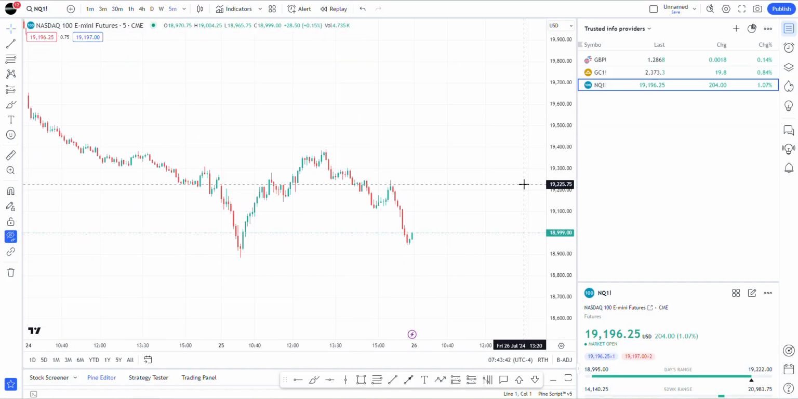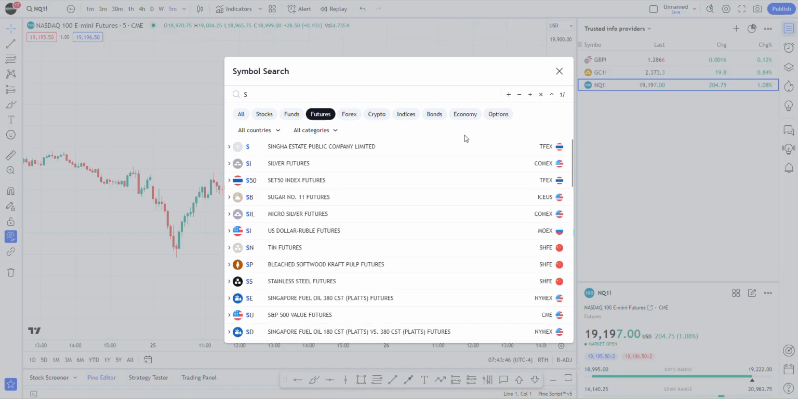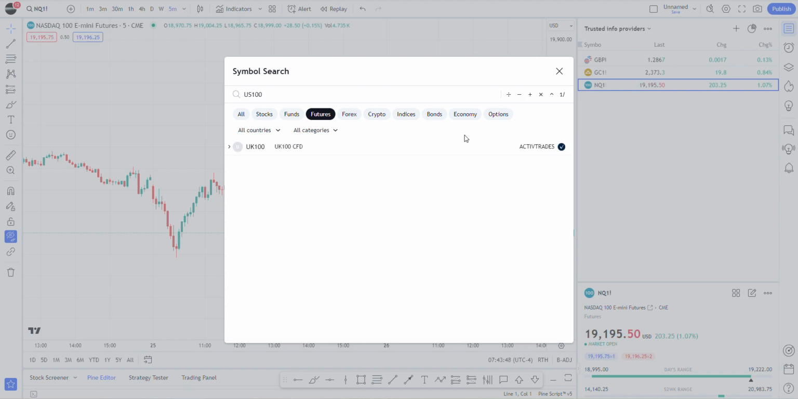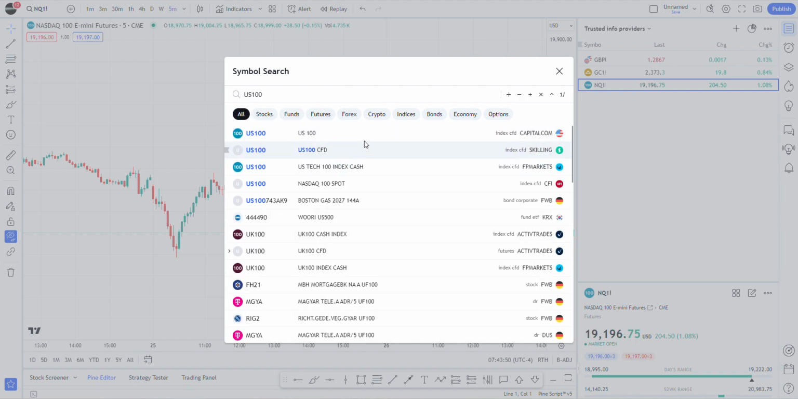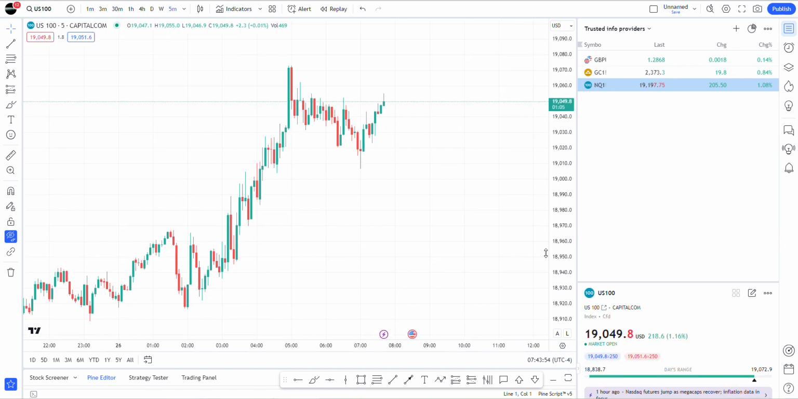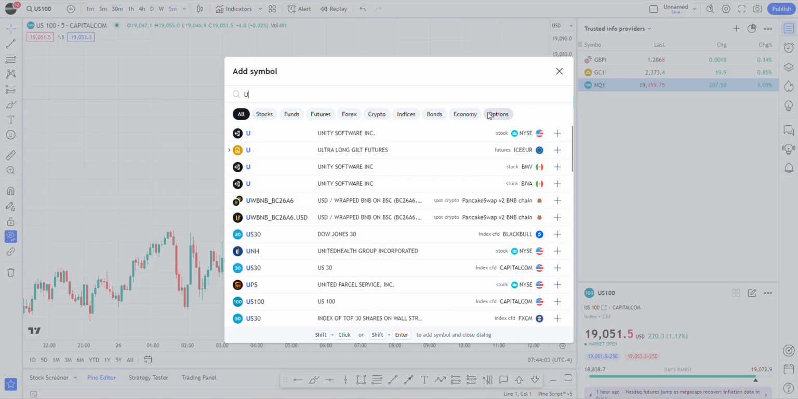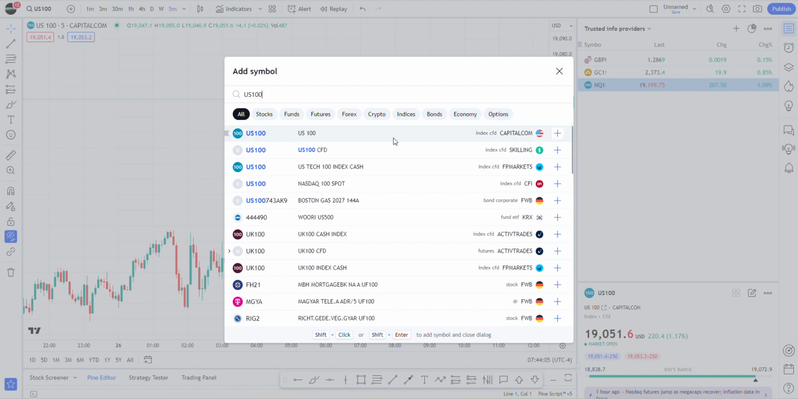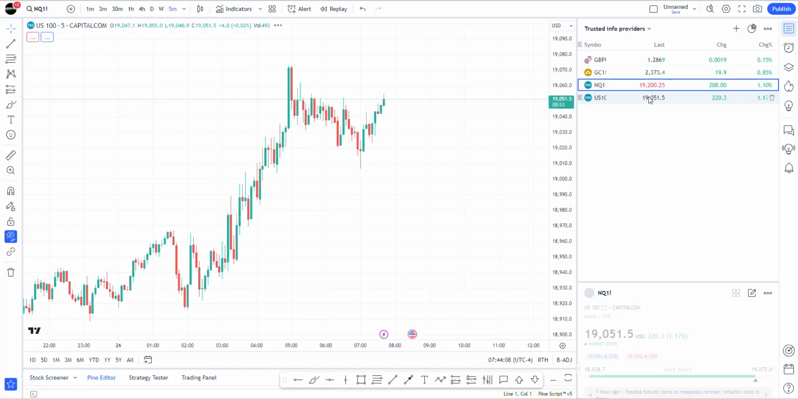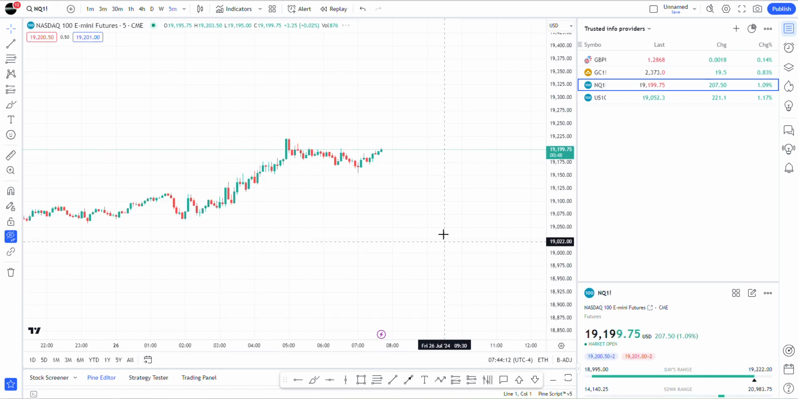Let's say it's an easy number, 19,000. US 100 futures. Let's do this one. Oh, that's regular trading hours now. US 100. You can just click between these quickly. Okay, regular trading hours, electronic trading hours.